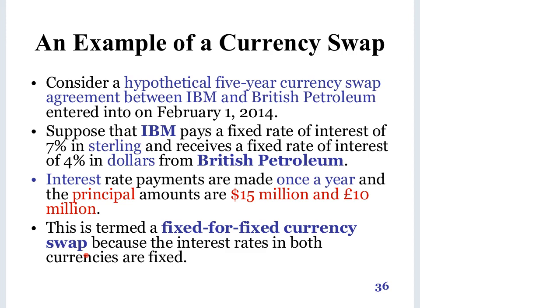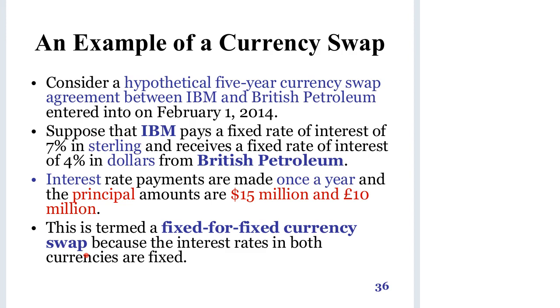So here is a quick example, and I will probably stop with this example. There are some examples worked out at the end, but one could stop here also. So let me show you this example. There are these two companies, IBM and British Petroleum. They entered into a swap deal on February 1, 2014. IBM agrees to pay a fixed rate of interest of 7% in sterling and receives a fixed rate of interest of 4% in dollars from British Petroleum.